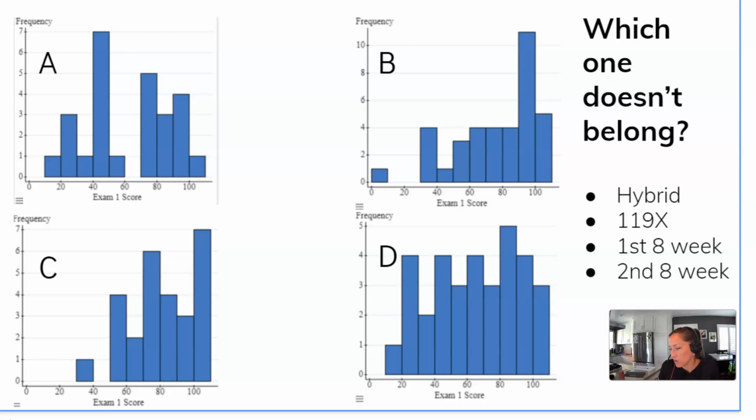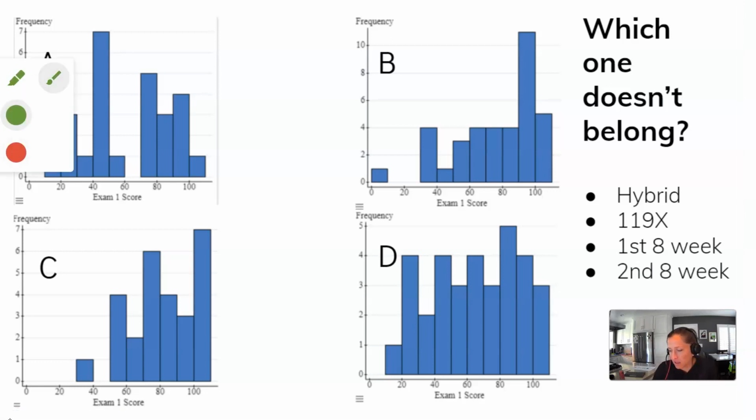So looking at this, we could make a hypothesis about which of these groups is going to have the largest and the smallest standard deviation. I think we could say C, where the data is super condensed into one area, seems like it's going to have the smallest standard deviation. Now, here's where things get a little funky.